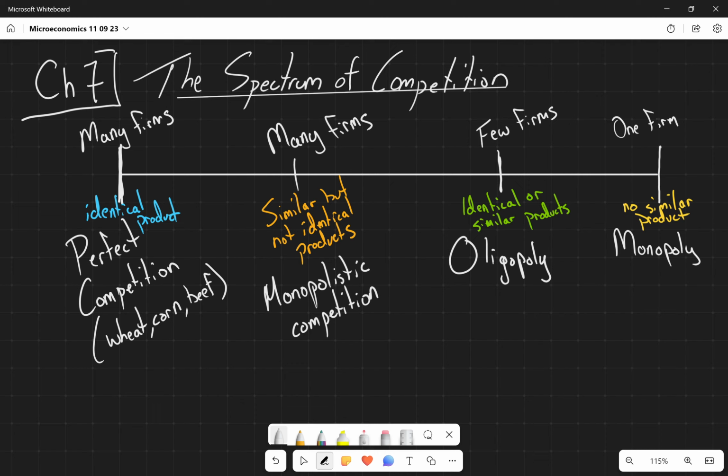Any questions about the spectrum of competition, all the different market structures that we are going to be looking at in the next 4 chapters?